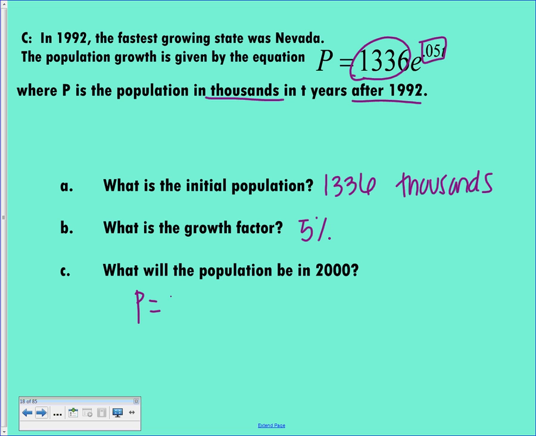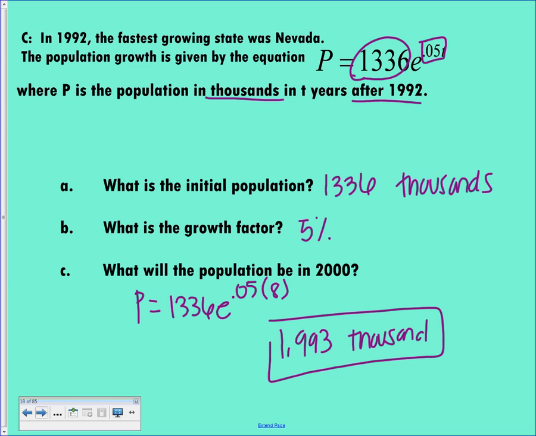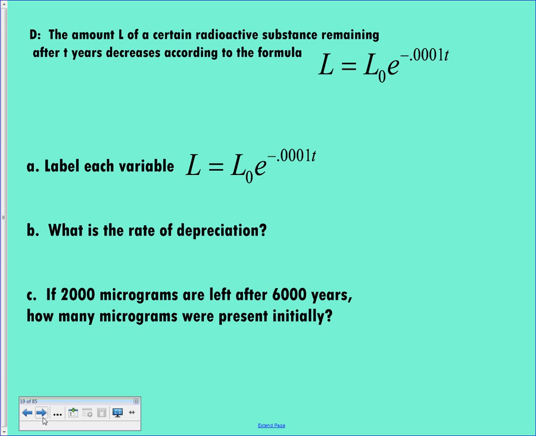So then I'm going to use the equation, but instead of T for 2000, because I underlined years after 1992, I know that that's 8. So 2000 is 8 years after 1992. You plug that in and you should get about 1,993,000. Remember to label here. 1,993,000 people. So also reading the information is good.